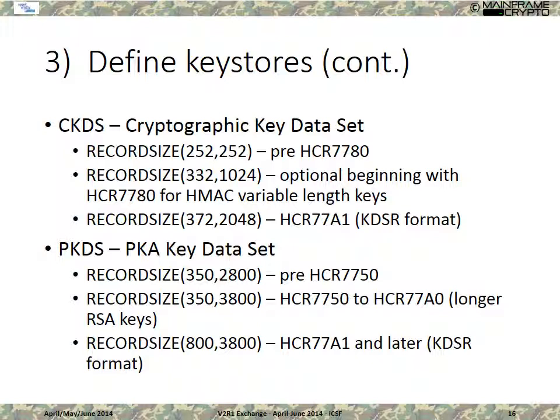And now again with HCR 7781, the PKDS can also have this KDSR format and keep track of date and time last used. But to do that, we had to increase the length of the record from 350 to 800. Just like with the CKDS, the latest version of HCR 7781 can handle those older format key stores. But you are limited if you do. So there might be a conversion process that you want to go through to get to the record size 800, 3800, and being able to start keeping track of the date and timestamp last used.